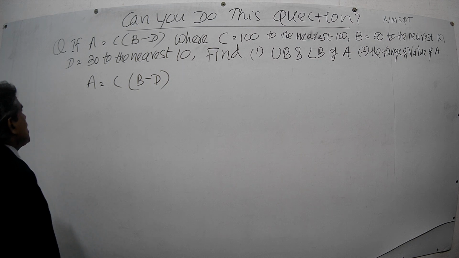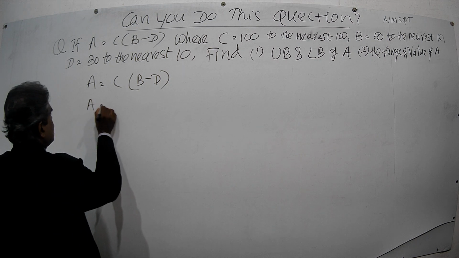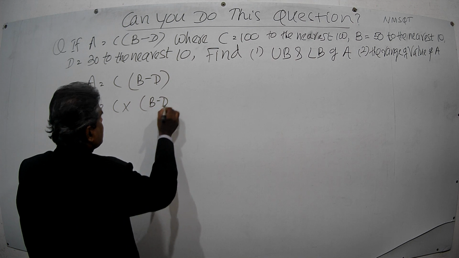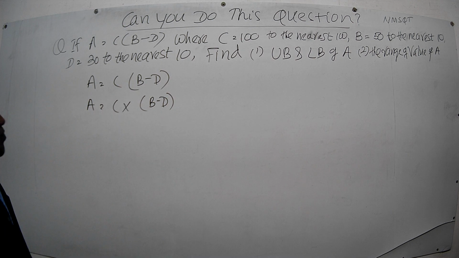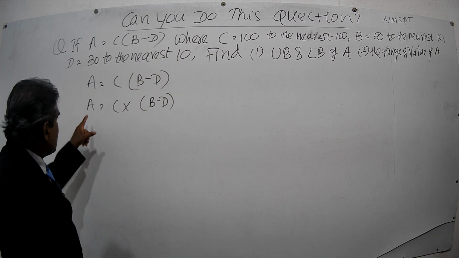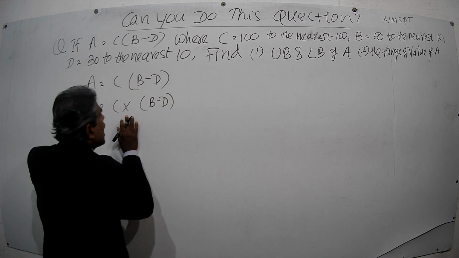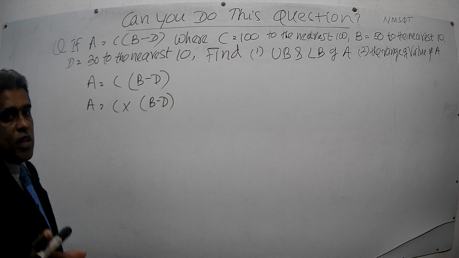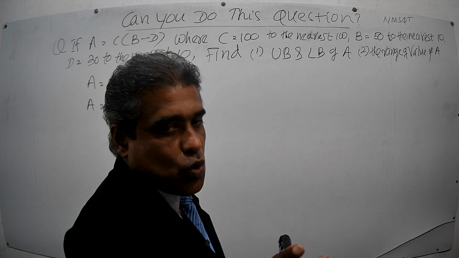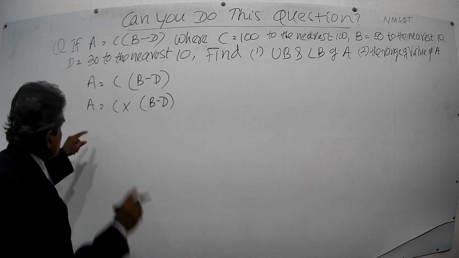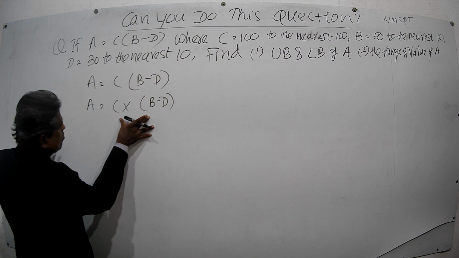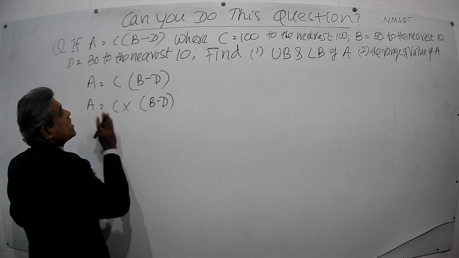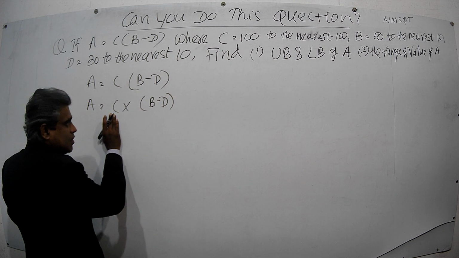Now this question can be written like this: C multiplied by B minus D. Right, this bracket means multiplication. So this means A equals C multiplied by B minus D whole thing. So therefore, now you can view this question as a product of two terms. This is one term, this is the other term. One term is C, that is a single number, single term.